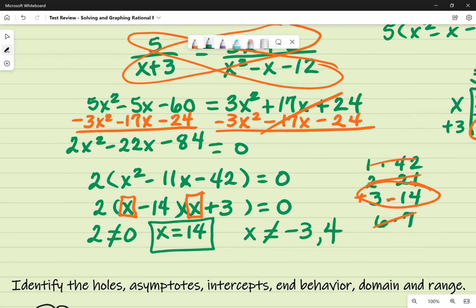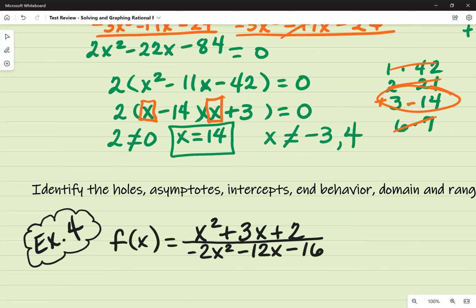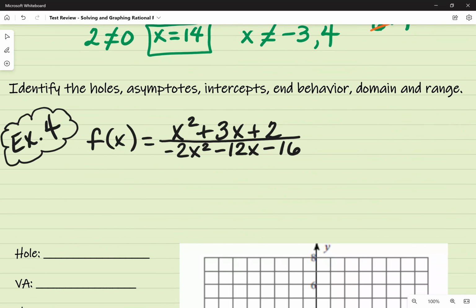All right, so that was all of the solutions. So now we're going to move on to graphing. This is my problem that I'm given, and I'm going to identify the holes, the asymptotes, the intercepts, end behavior, domain, and range. What I would do is put everything in factored form. It's just easier for me to work that way.